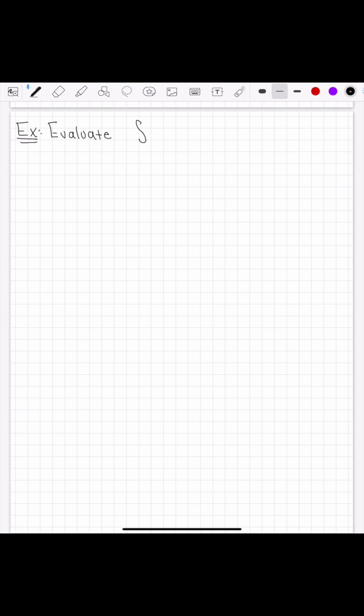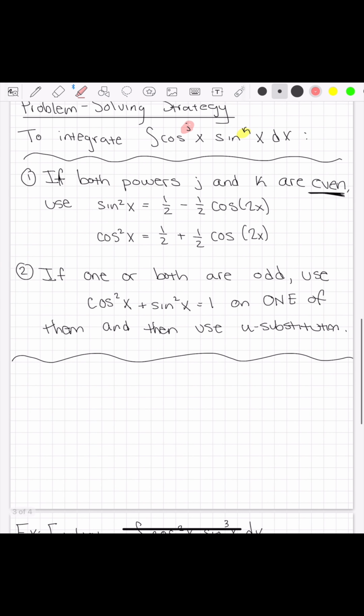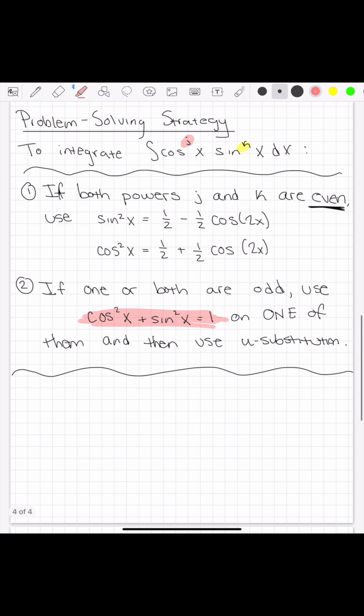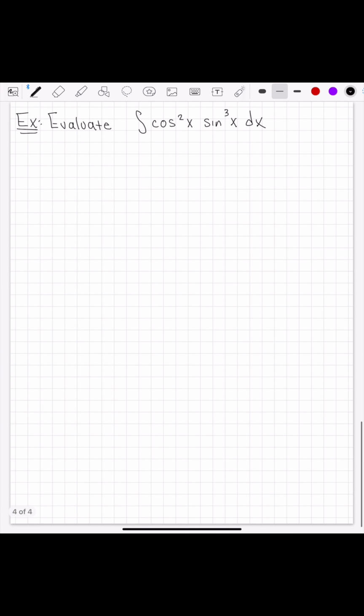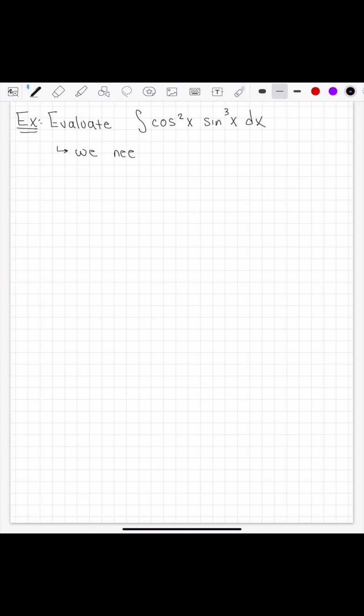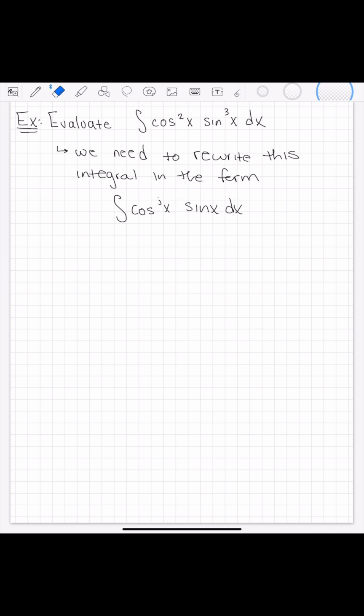So let's do an example. Let's say we were given this example that says evaluate the integral of cosine squared x times sine cubed of x dx. Clearly we see that we have sine raised to the power of 3, so that is an odd power. That means we need to use this trig identity here. The first thing is that we need to rewrite this integral in the form cosine to the j of x times sine of x dx, where only one of them has a power.